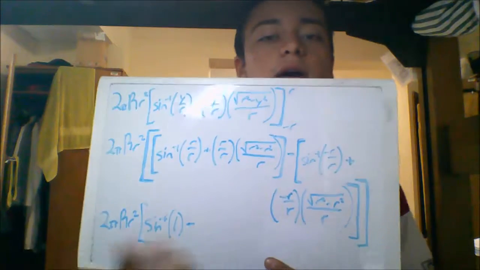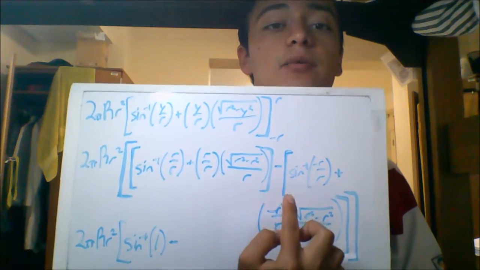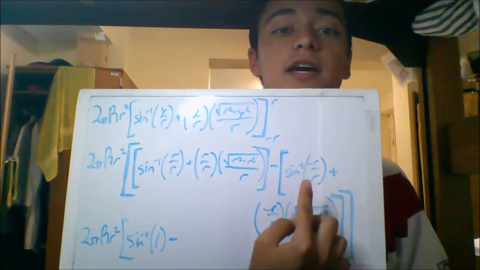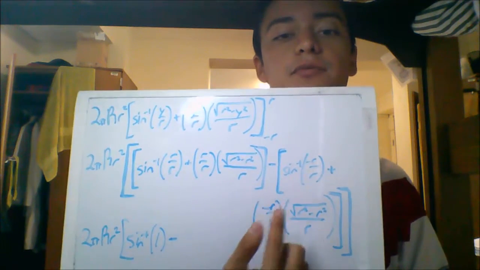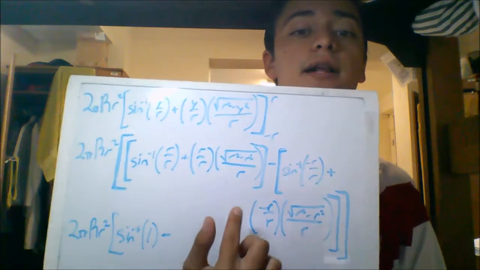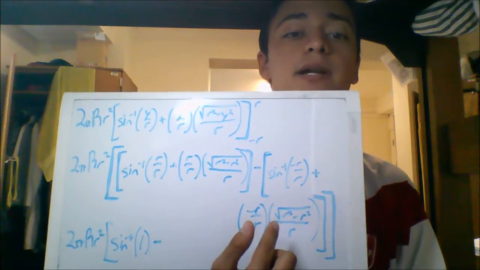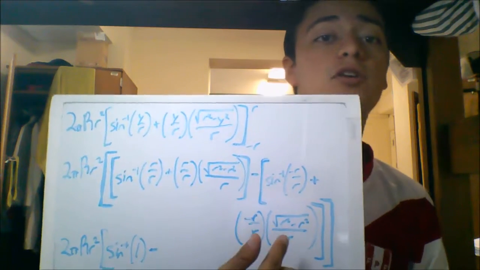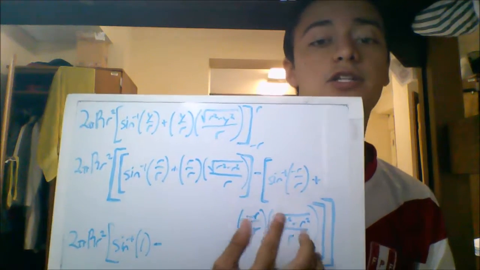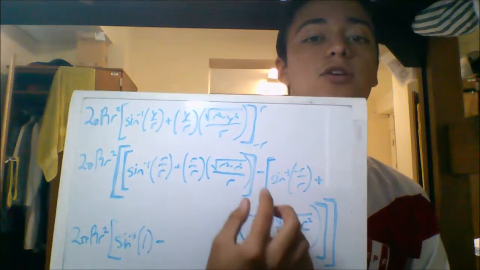Now we're going to look at the other side, and we're once again going to have the inverse sine of negative r over r, so it's going to be of negative 1, plus negative r over r, which is negative 1, times the square root of r squared minus negative r squared. The square root of that is just 0, canceling this out, so we're just going to be subtracting the inverse sine of negative 1.